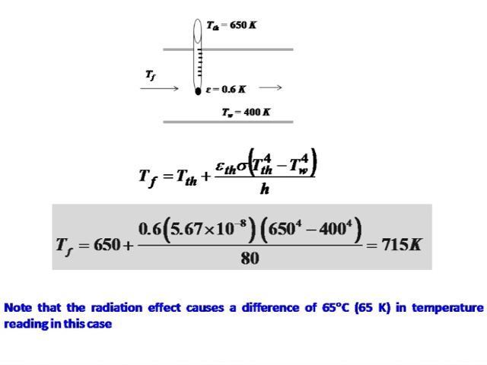65 degrees Celsius. If H is low, let us say I am taking a still room, and H is low, we said that under natural convection conditions H can be as low as 5 to 10 watts per meter square degree Celsius. If I put in 10 here, what will happen? 8 times my deviation will go up. That means 65 into 8. So imagine the deviation between the fluid temperature and the thermocouple temperature.